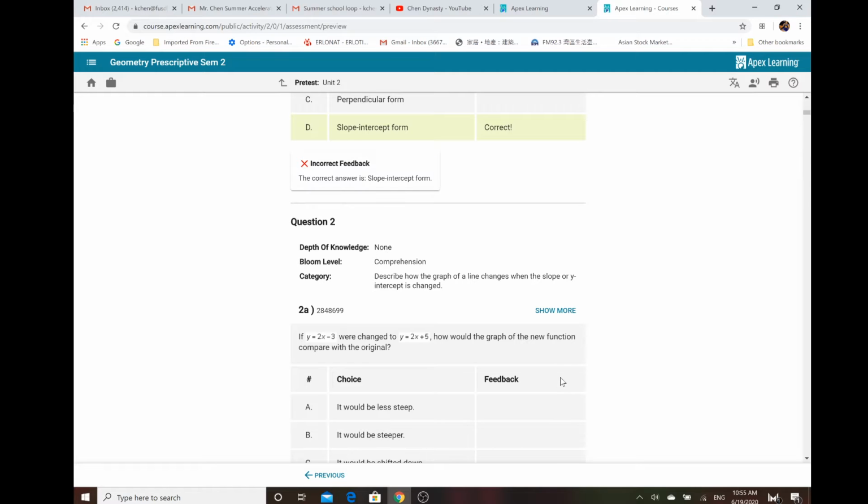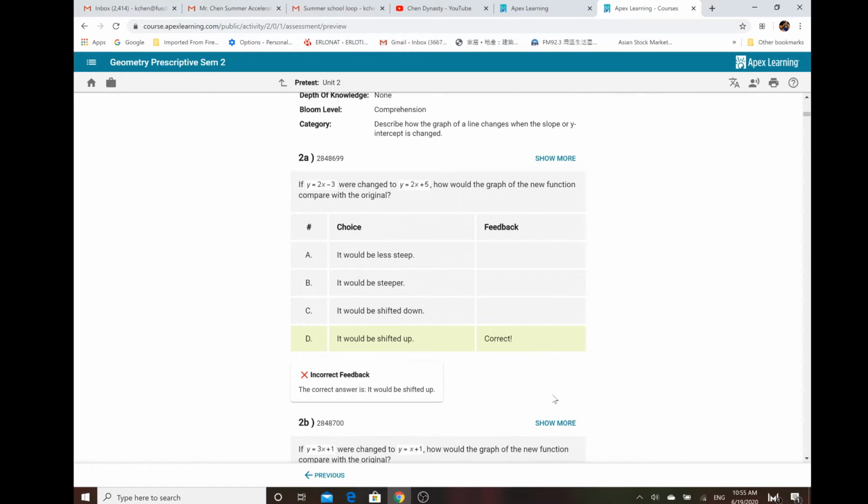If y equals 2x minus 3 were changed to y equals 2x plus 5, how would the graph of the new function compare to the original? So this one, I just want to find out about the transformation. If you see the difference, it's about the y-intercept. One is -3, the other one is 5. So that means it would be shifted up. It doesn't explain exactly how many units it is moving up, but it's just saying that it was shifted up.